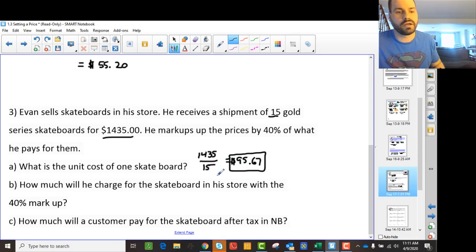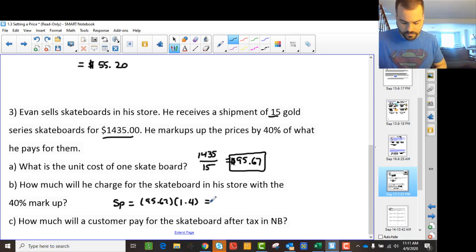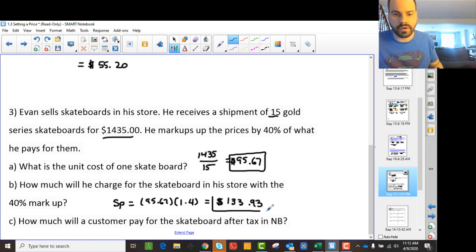And this is how much will he charge if he's going to mark it up. So now we're going to take the sale price is going to be the cost, which is $95.67, multiplied by 1.4 because he's marking it up by 40%. So he's going to sell them for $133.93. That's his sale price. That's what he's selling them for.